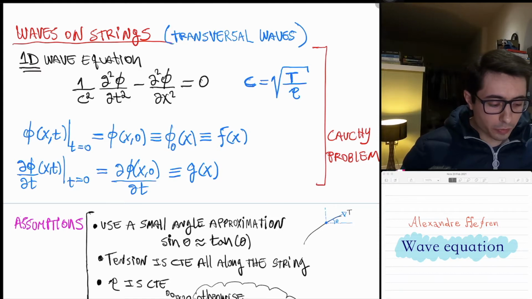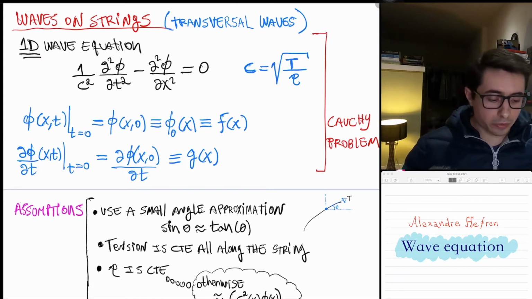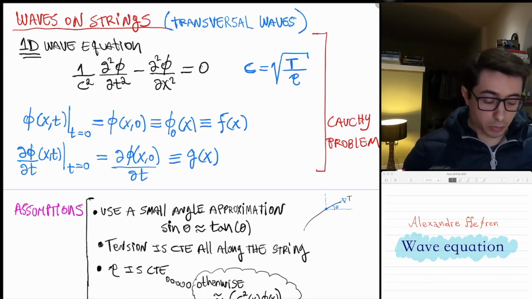And then we have c, where the speed of the wave could be v, but in this case we are adopting c, and it's the square root of T over rho, where T here is the tension along the string, and rho is the linear density of the material of the string. Both of them depend on the material and on the string itself.